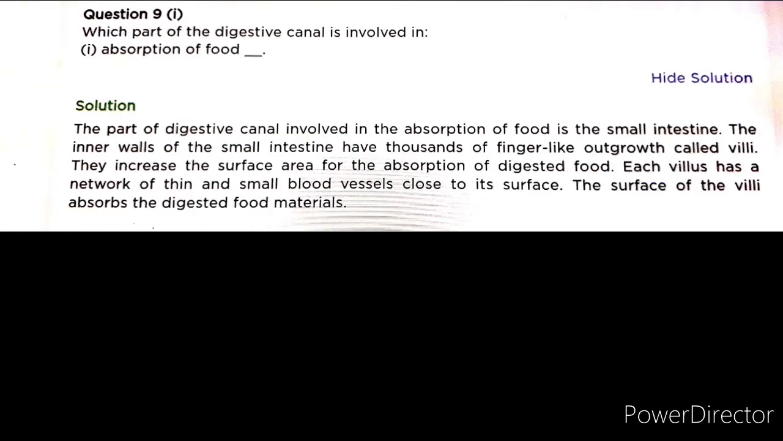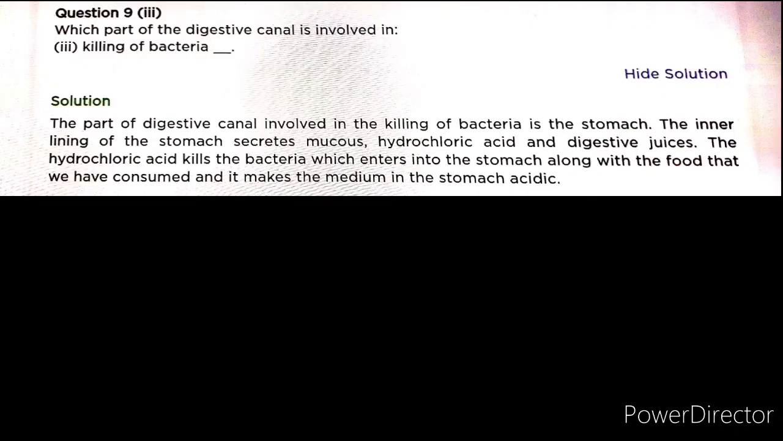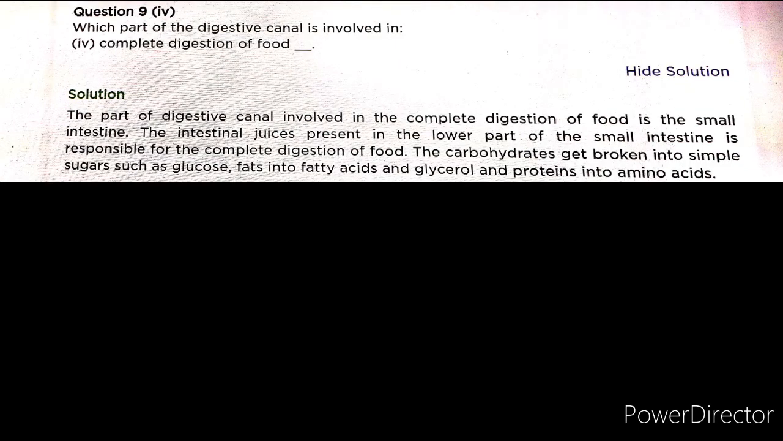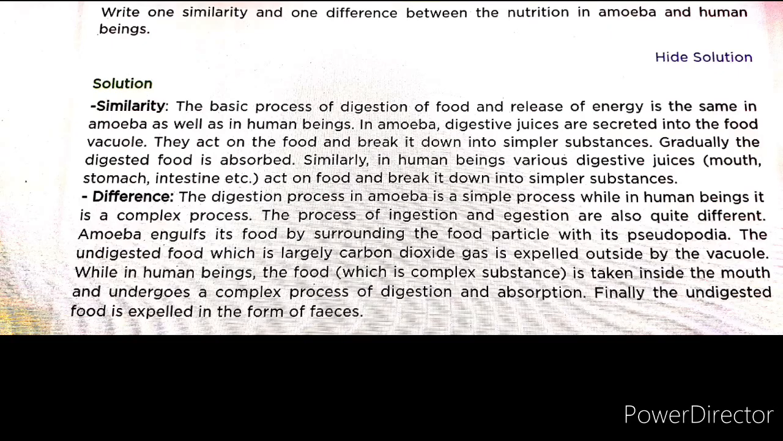Question 9. Which part of the digestive canal is involved in: First, absorption of food. Solution. Small intestine. Second, chewing of food. Solution. Buccal cavity or mouth. Third, killing of bacteria. Solution. Stomach. Fourth, complete digestion of food? Answer: small intestine. Fifth, formation of feces. Solution: large intestine.